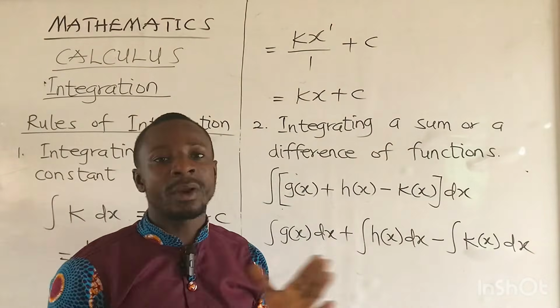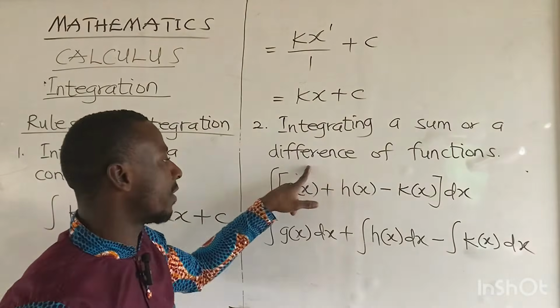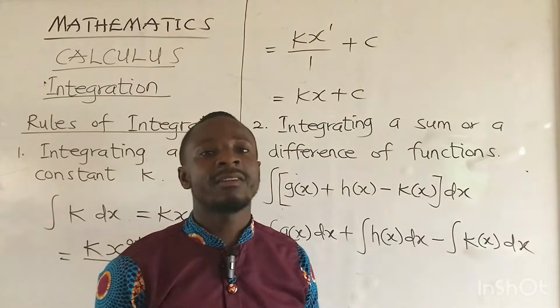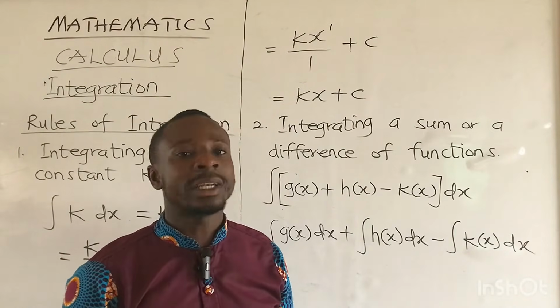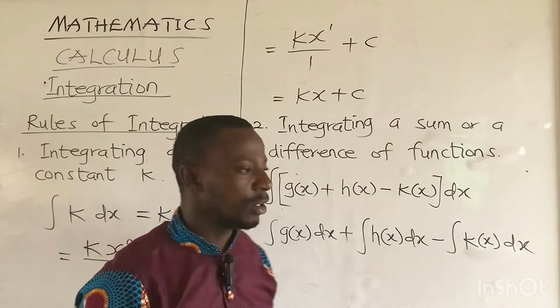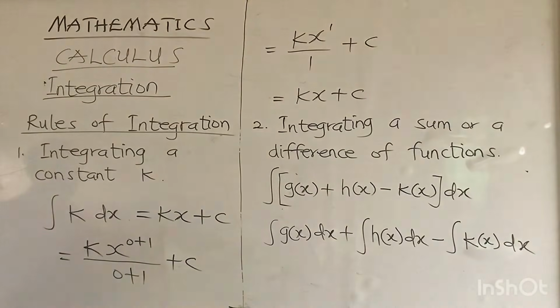Sum means when you have addition sign. The difference also means when you have minus sign or the subtraction sign. So we are going to look at some few examples and how we go about them.